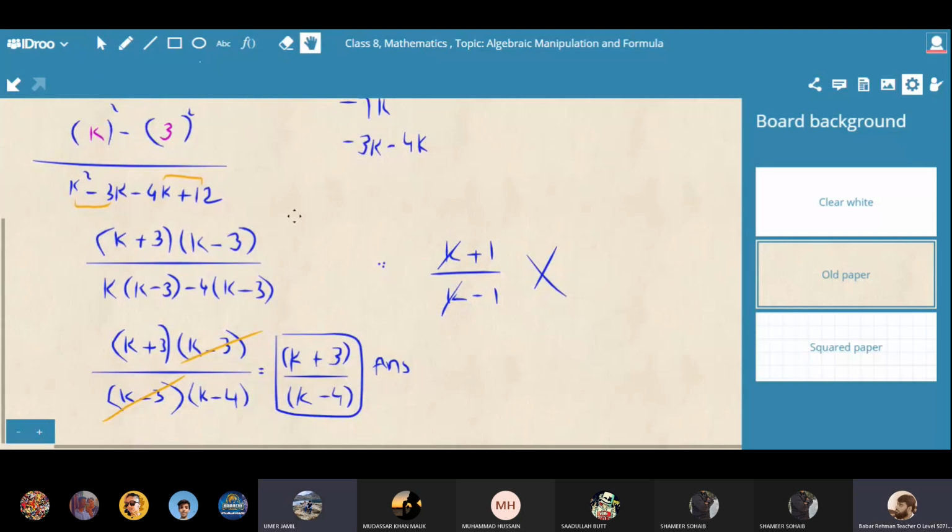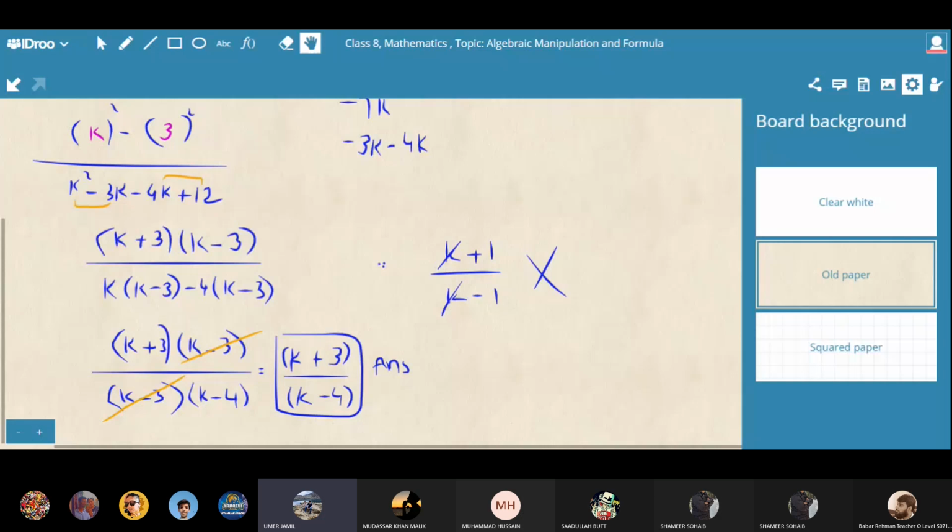Yes, sir. We are given k square minus 9 upon k square minus 7k plus 12. First we will take the square of both terms of the numerator, which will be k square minus 3 to the power of 2. Then we will break the middle term, which equals k square minus 3k minus 4k plus 12, because 4 plus 3 equals 7, and 4 times 3 is 12.